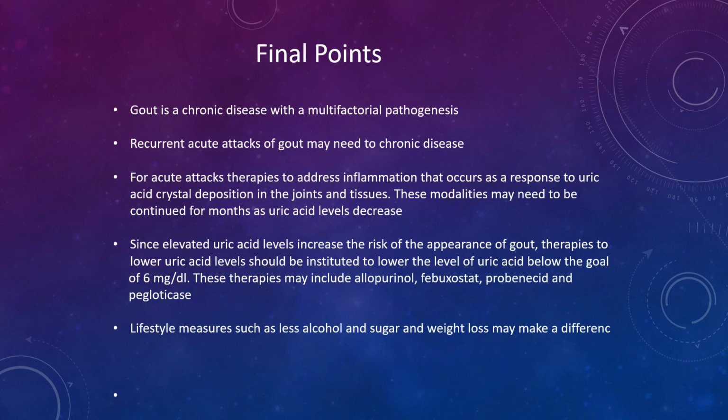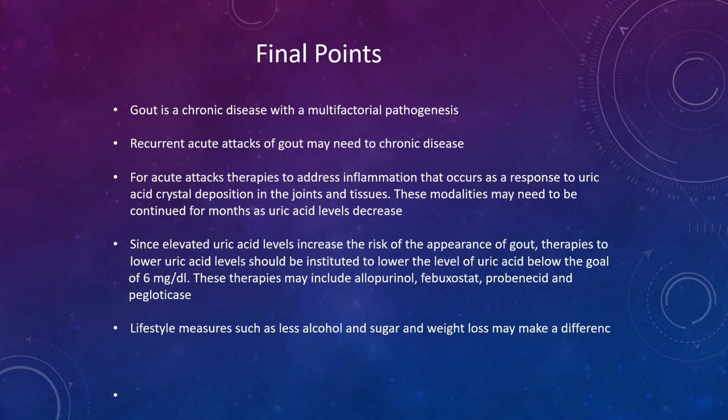Final points. We're here at the end. Gout is a chronic disease with a multifactorial pathogenesis. Recurrent attacks of gout may lead to bad chronic disease. For acute attacks, we address the inflammation that occurs in response to uric acid crystal deposition by the immune system. These modalities may be continued for months as uric acid levels decrease.